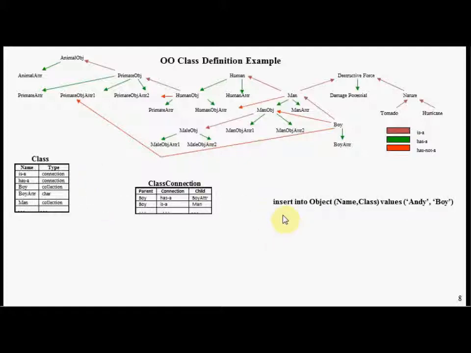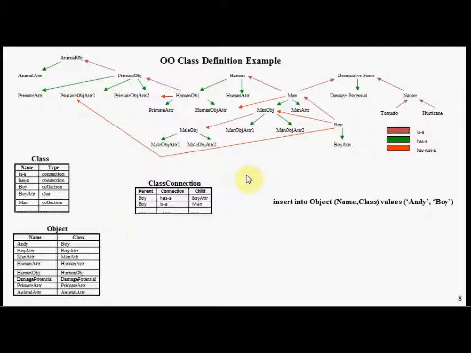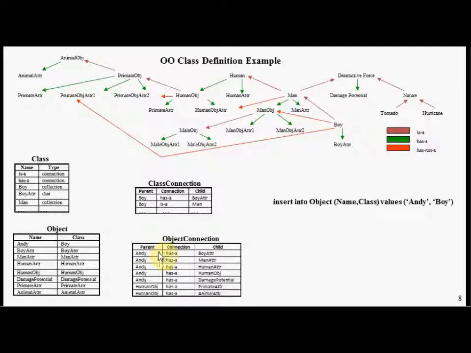Now let's look at what happens when we want to instantiate this particular node, a boy. We're going to instantiate this boy and call this instantiation Andy. What is going to happen behind the scenes is TCSQL is going to figure out all of the particular properties that need to be inherited, and it will populate the appropriate object and object connection tables. And these two tables will represent an object graph that looks like the following.